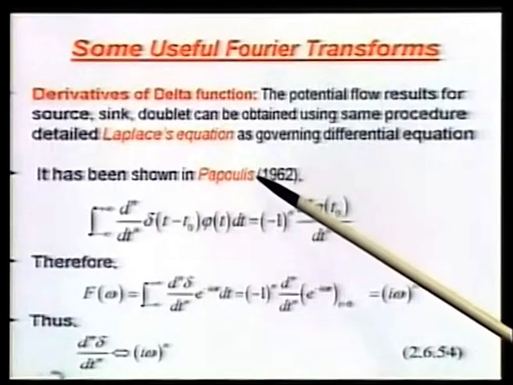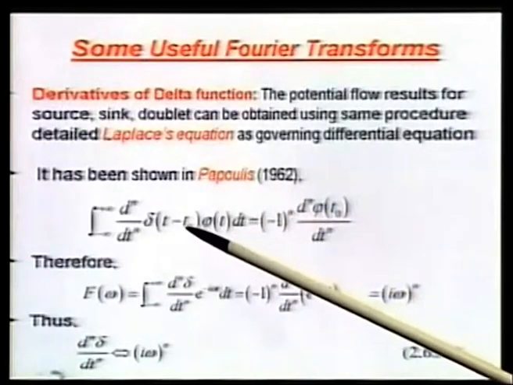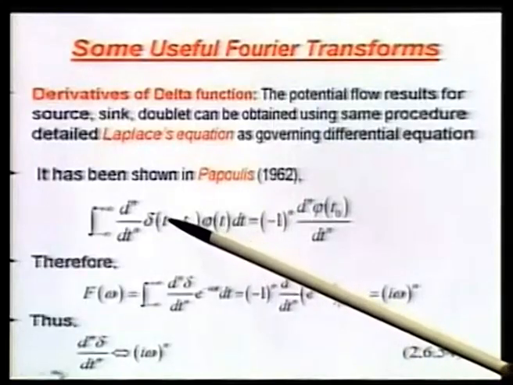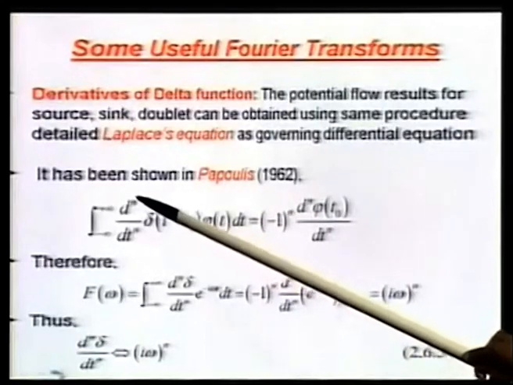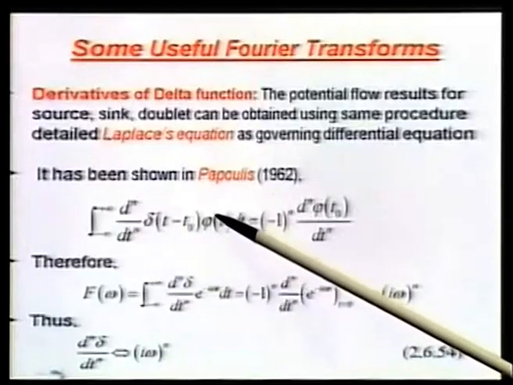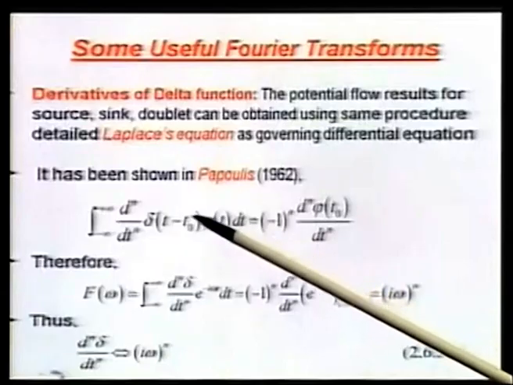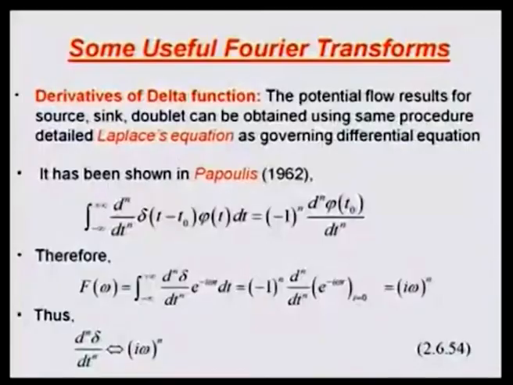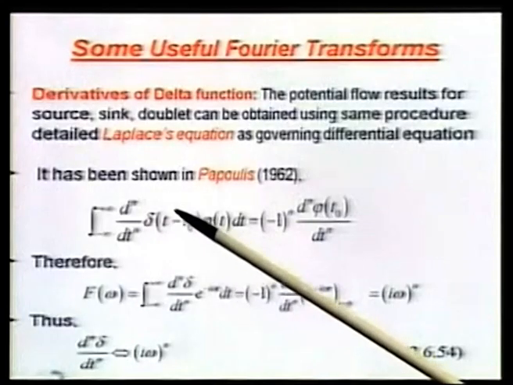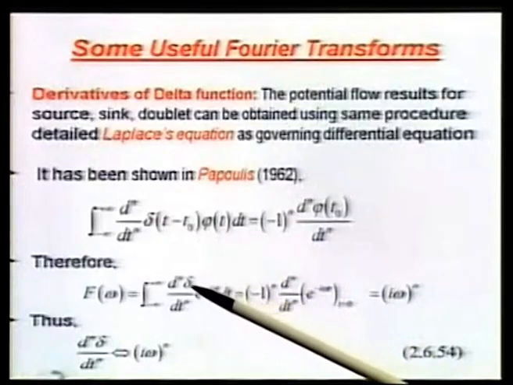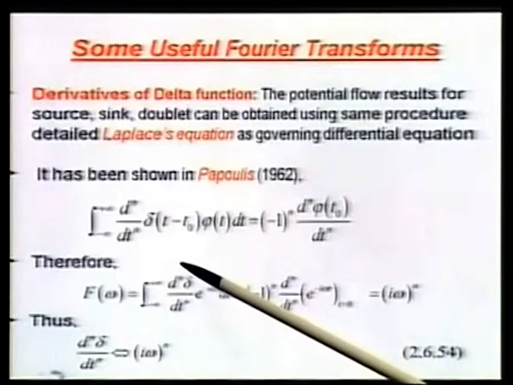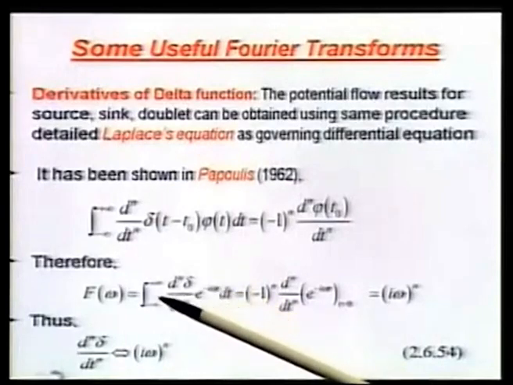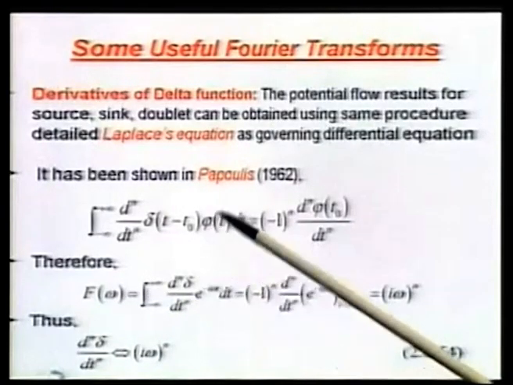We are not going to talk about it, but you can take a look at Papoulis's book: if I take this delta function time shifted, differentiate it n times, multiply it by some phi of t and integrate over all possible range of time, we get this. So, what I could do is obtain the Fourier transform of the nth derivative of the delta function, and if I call it F of omega, then use this relation here.